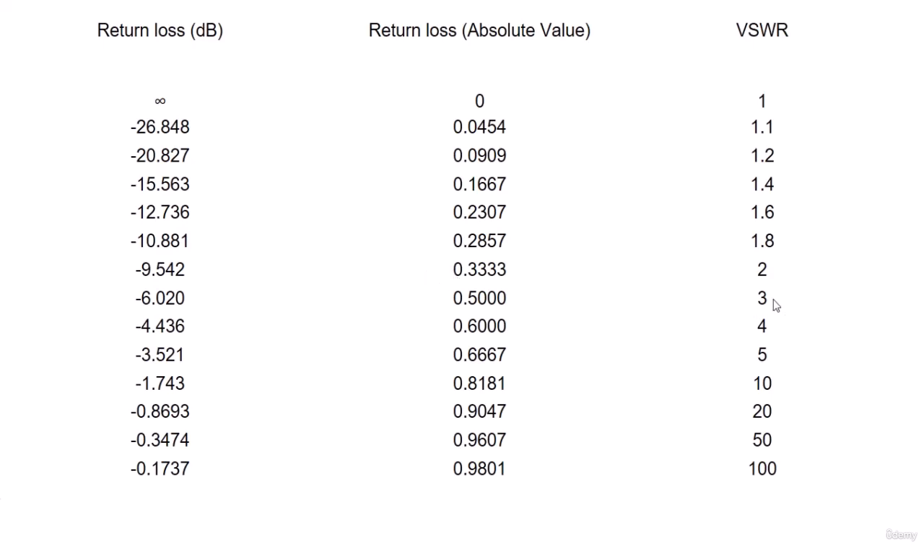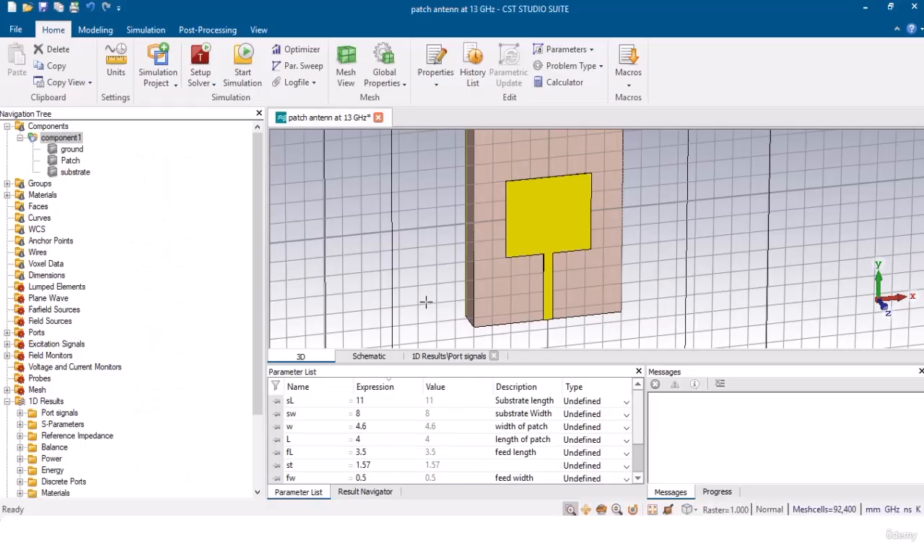For the return loss in dB, the corresponding value is minus 9.52. If the return loss of an antenna is below minus 9.54 dB, then it would be considered the best match between the feed line and the antenna. So any antenna with a VSWR less than 2 is considered the best match, or the more efficient antenna.